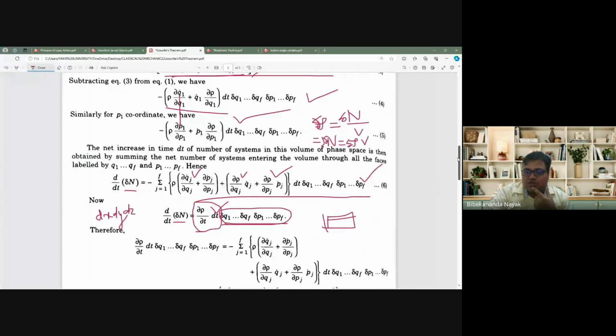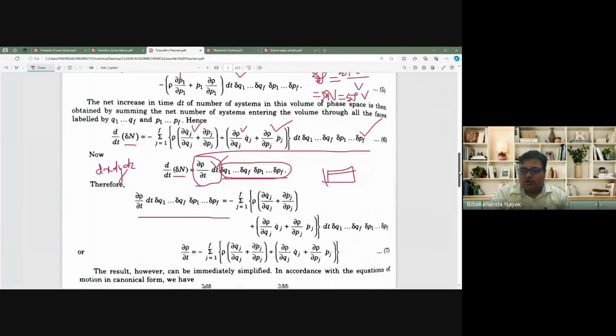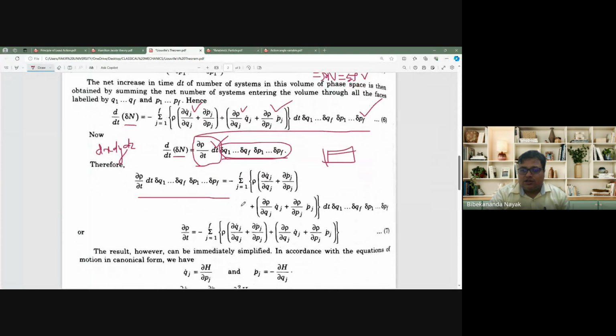Now substitute this. So the left hand side is del rho by del t into del t into del q1 ... del qf into del p1 ... del pf, and the right hand side is this. You see one term will cancel. But this term, when you check this one.